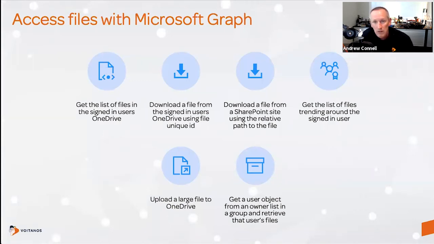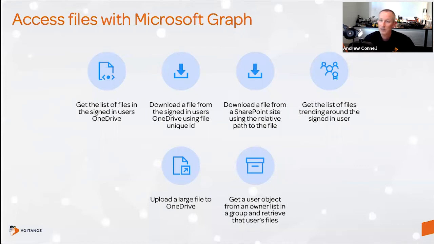How do you download a file from them? If you have a specific file you want to download, how do you download a file, not just from their OneDrive, but how do you do it from a SharePoint site? Because OneDrive for Business is just SharePoint document libraries. So you need to understand, wait, how do I get a file if it's in SharePoint? How do I get a file if it's in OneDrive? Okay, make sure you study up on that.